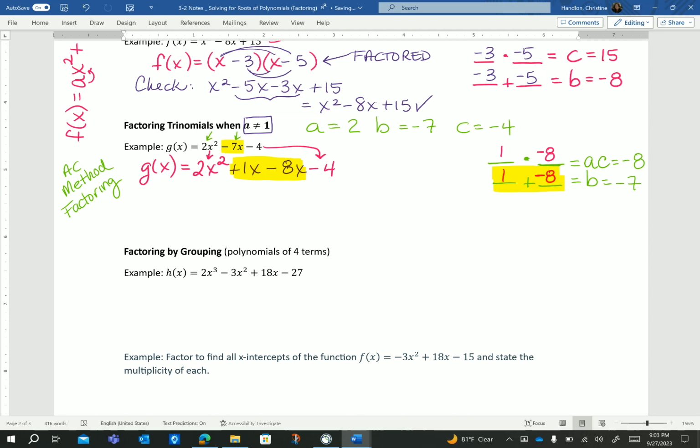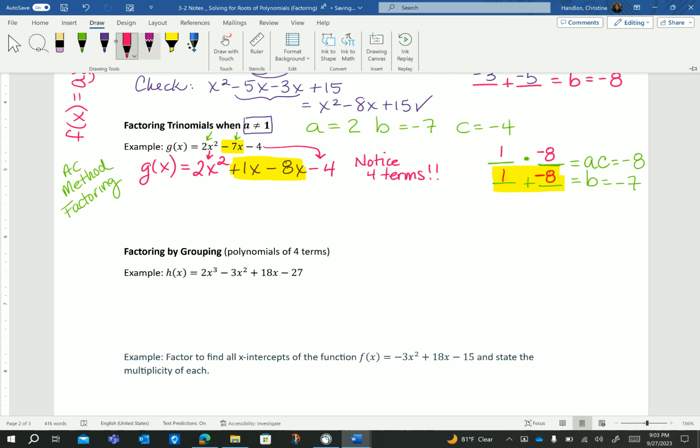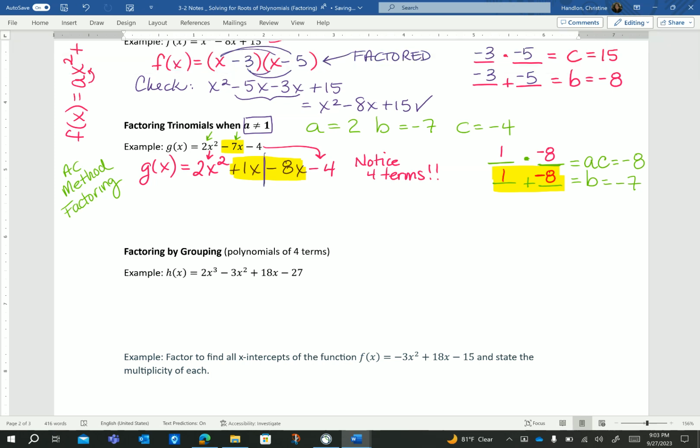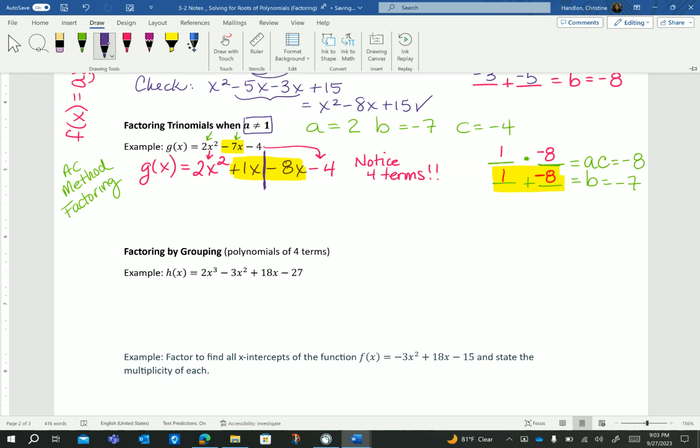So notice what you have here. You have 4 terms, and what you're going to do is called factoring by grouping. You are going to split this up into 2 and 2, right? If you have 4 terms, you split it up, 2 on one side, 2 on the other side. So I'm drawing a vertical double line just to split them up.